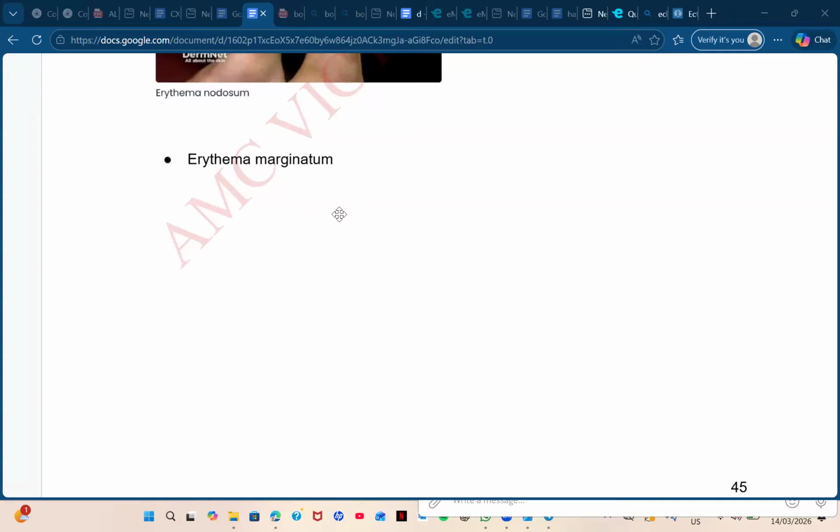Then N means nodules, right? So we can see subcutaneous nodules. These are small, painless nodules, usually on the extensor surfaces of the elbows, knees or spine. Then another letter is E, erythema marginatum, right? So is it a minor criterion? No, it's a major criterion. Please remember, don't forget these things. Erythema marginatum is a major criterion.